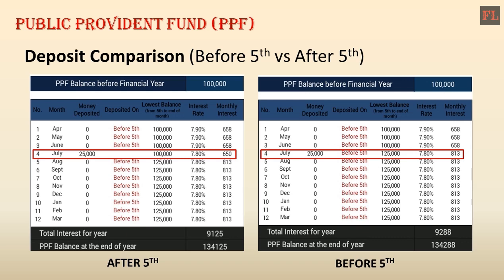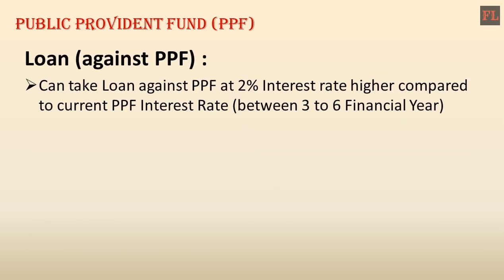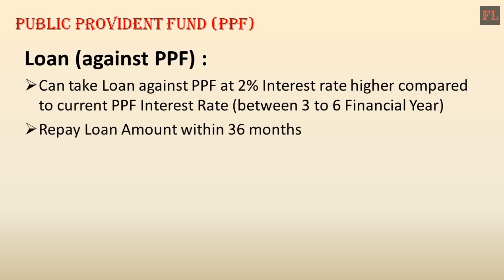So this is one of the most important facts that you should keep in mind while depositing in the PPF account. Another important point about the PPF account is that you can avail a loan against your PPF account. You can take a loan against your PPF at a 2% interest rate higher compared to the current PPF interest rate. If the current rate is 7.8% that PPF is providing you, then the loan interest rate would be 9.8%. It can be taken only between the third and the sixth financial year of the PPF account, and you will have to repay your loan amount within the next 3 years.